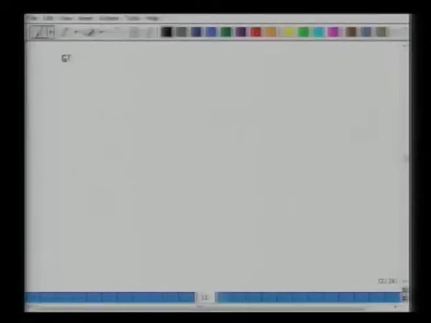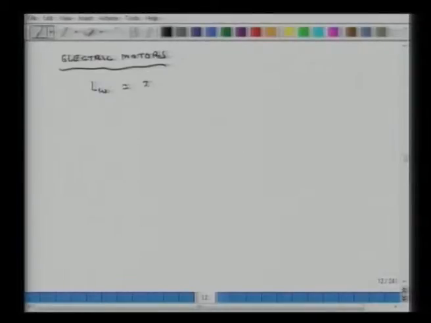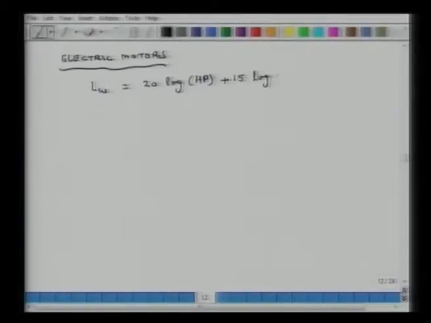Electric motors. This is just to give you a flavor that depending on which type of machinery or components you have, you have to figure out the noise signatures of different components. For this, LW is 20 log of power, but we express power in horsepowers because most of the motors are rated in horsepowers, plus 15 log N, where N is the RPM, plus Km. Typically this Km is provided by the manufacturer or it is quite often used as 13 decibels.